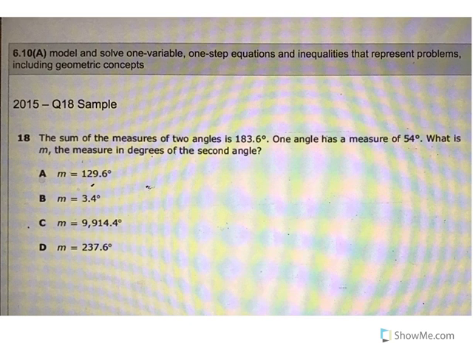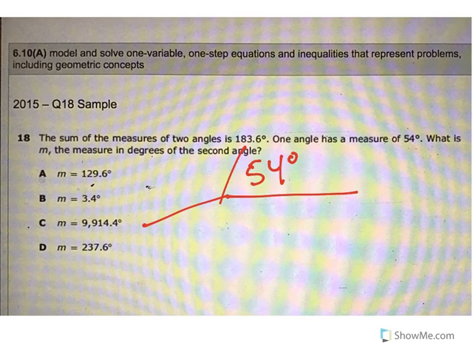All right. The sum of the measures of two angles is 183.6 degrees. One angle has a measure of 54 degrees. What is m, the measure in degrees of the second angle? So let's just say I have an angle, 54 degrees. No, that's definitely not a 54 degree angle, but work with me here. Let's just say it is.